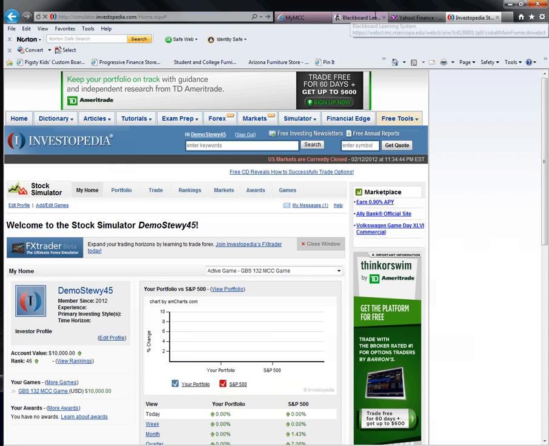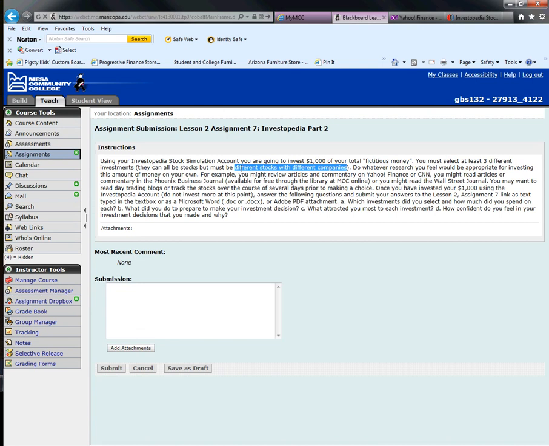It says we're going to use our Investopedia simulation account. We're going to invest $1,000 of our fake money. We're going to select at least 3 different investments. Those are stocks. And hopefully they're in different companies, because that's what the assignment's asking you to do. You need to buy at least 3 different shares. However, you might need to buy more depending on how much money each share costs.